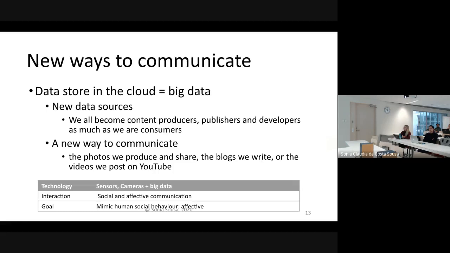We are trying to find new ways to communicate. That's why we have these emotional robots. That's why we have Siri. That's why we have Alexa. That's why we have different kinds of ways to communicate. So we live in this part of the social and affective communication.